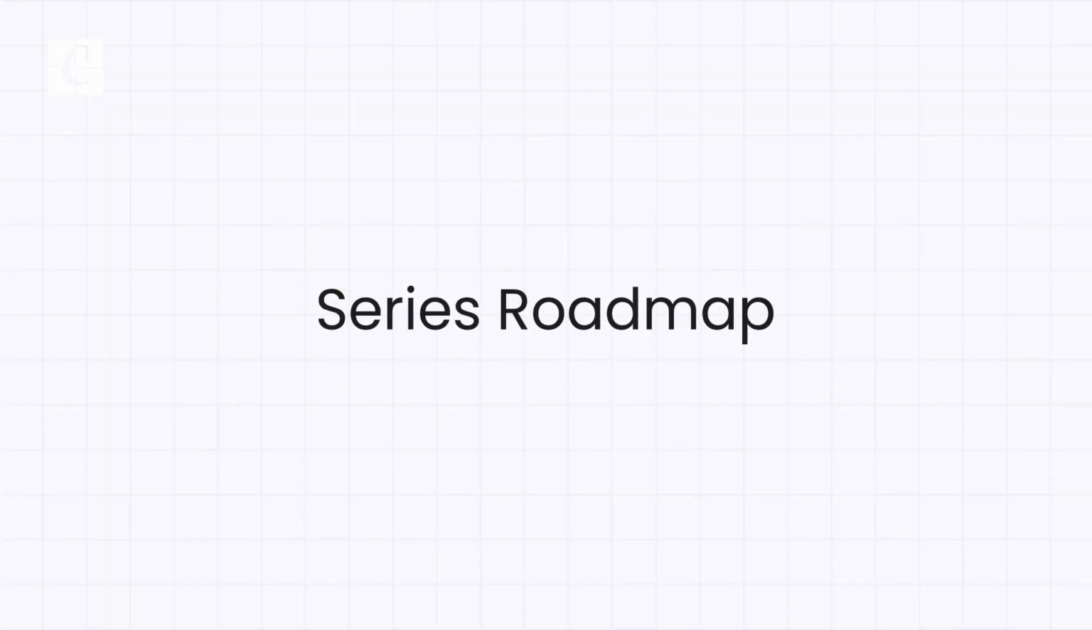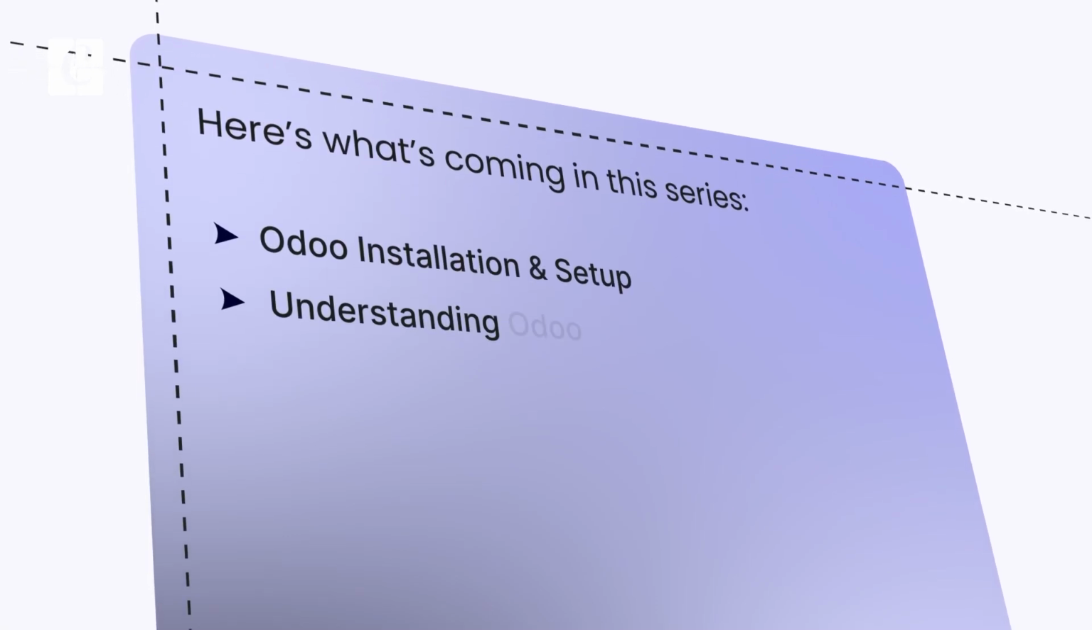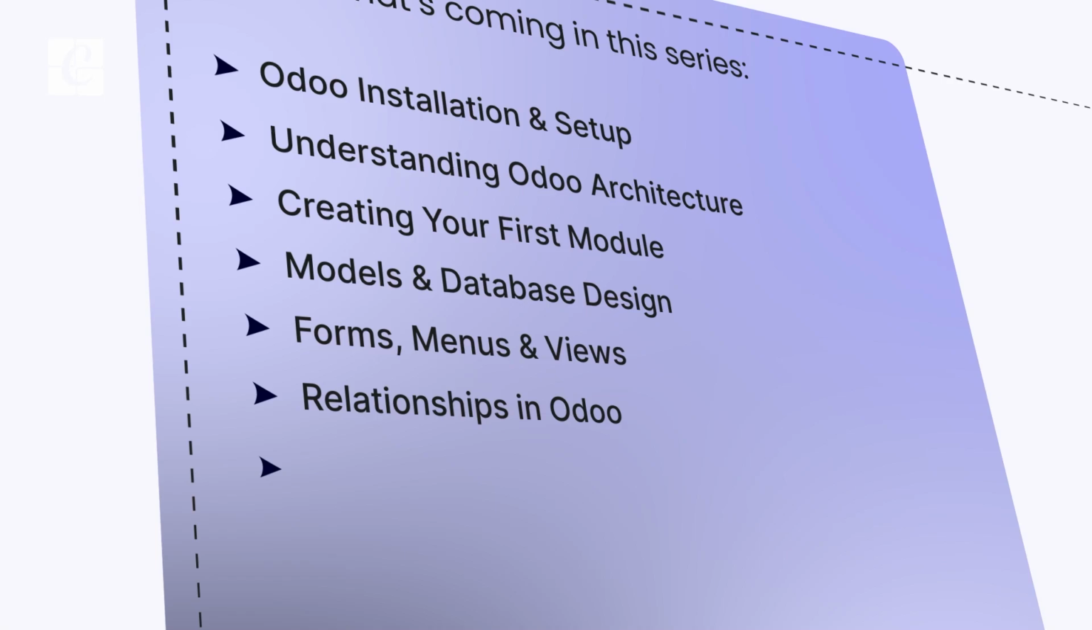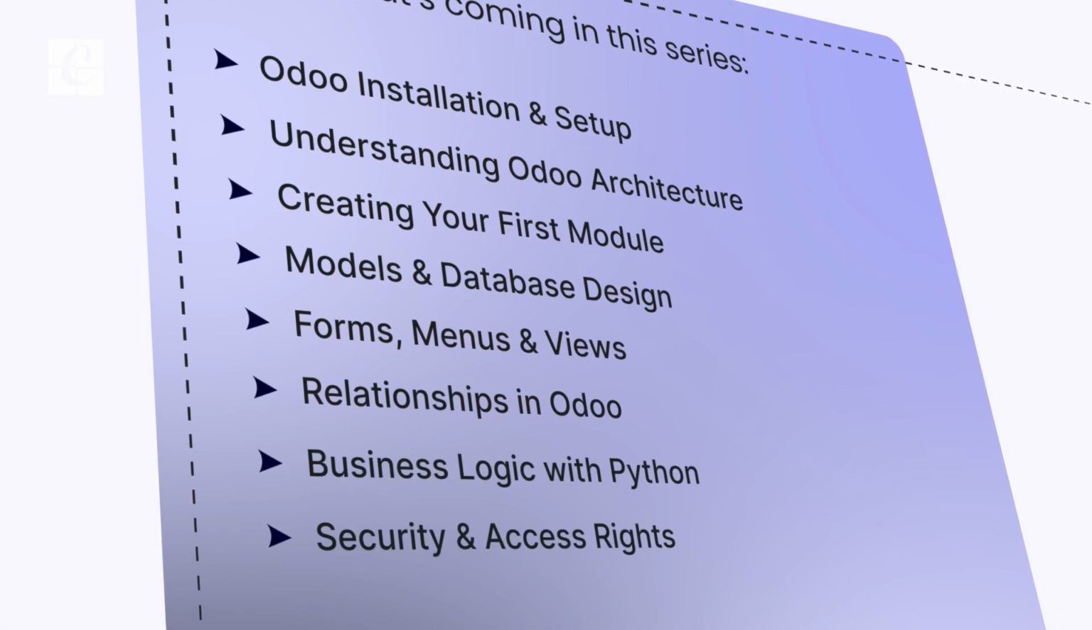Here is what's coming in this series. Odoo installation and setup, creating your first project, learning the Odoo architecture, reporting, QWeb, security and access rights, and other advanced features with business logic. And finally, we'll be building the complete university management system.